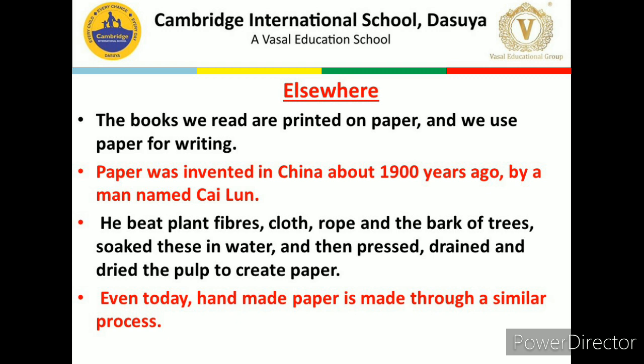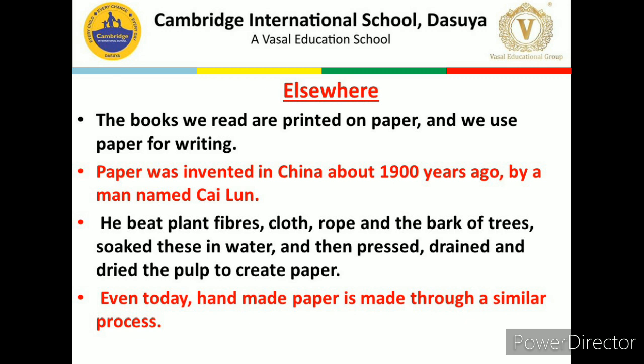He beat plant fibers, cloth, rope, and the bark of trees, soaked these in water and then pressed, drained, and dried the pulp to create paper. Even today, handmade paper is made through a similar process. So that's all about this.